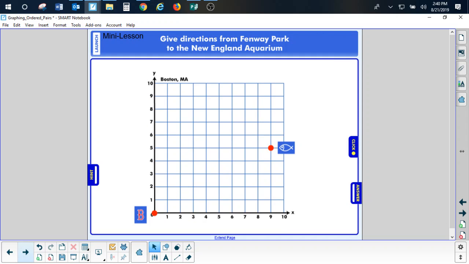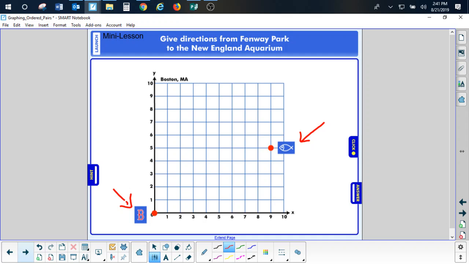Another example of a question that might be given is to give directions from the origin to a point, in which case, again, we always start at the origin. We move over on the x-axis first, and then we move up on the y-axis. So if I needed to give directions from Fenway Park, and Fenway Park is the baseball stadium where the Boston Red Sox play, we're giving them from Fenway Park over to the New England Aquarium.